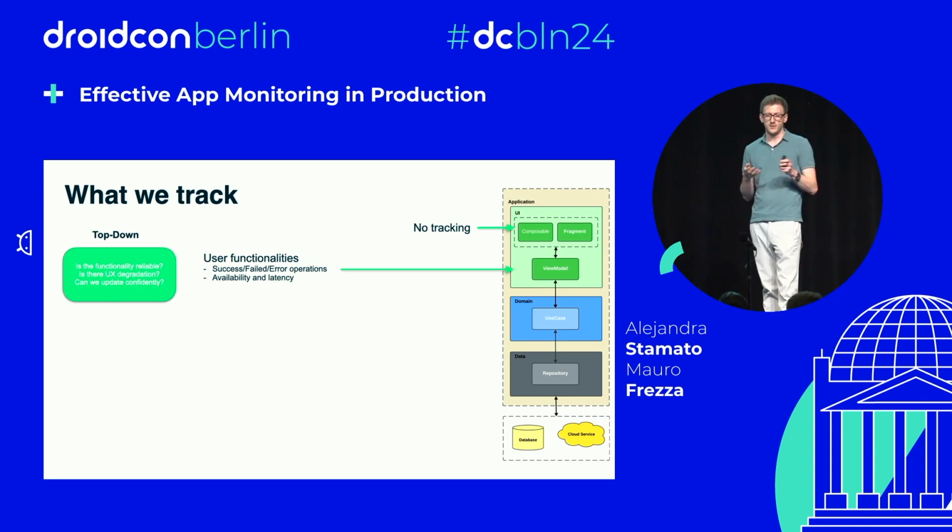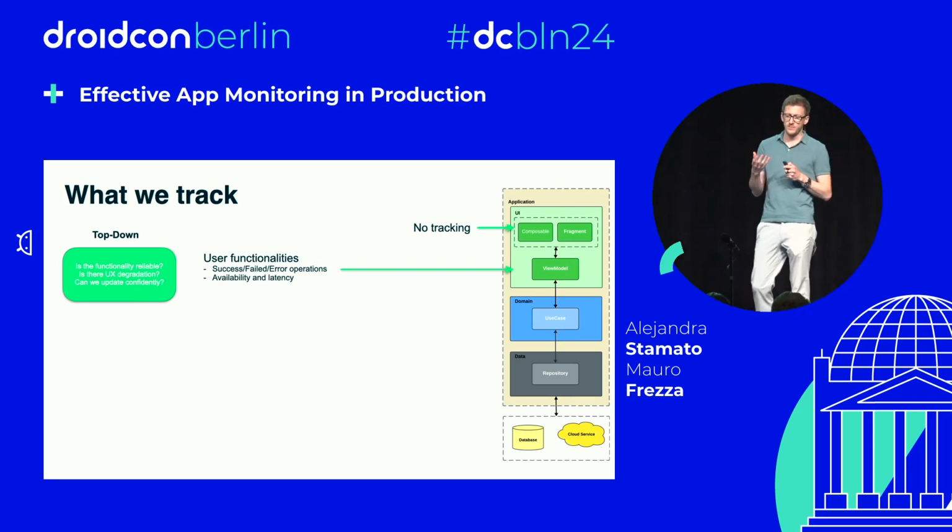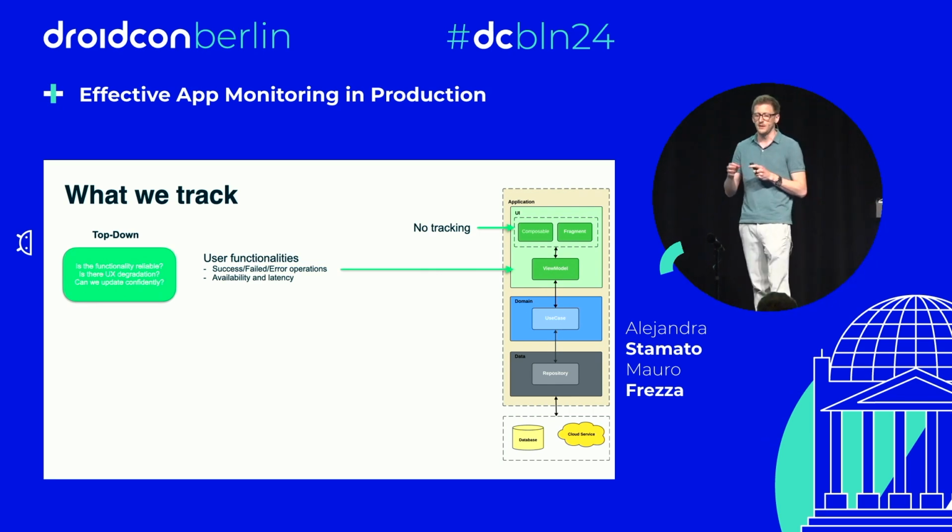You can track information if you want to have performances. There's Perfetto, there's other tools where you can monitor the performances of the composable itself. But for us, for the information that we need, we don't track anything. And we start tracking in the view model.